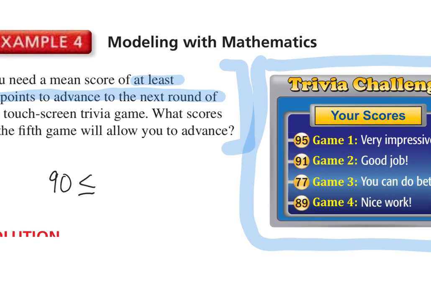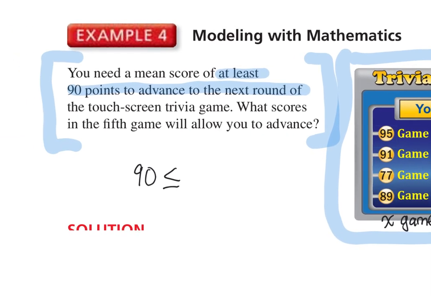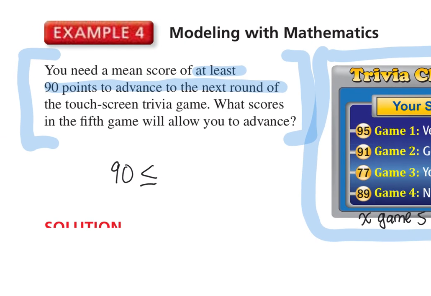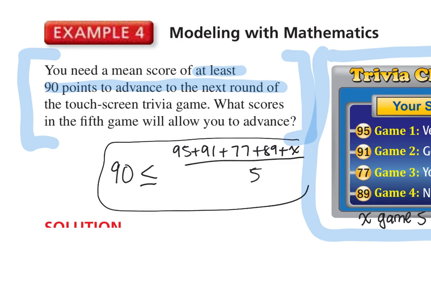And then we're going to talk about games 1 through 4, plus a game, which we're going to label X for game 5. Because it says we need to figure out what game 5 would be in order for us to advance to the next level. Now, the mean score needs to be 90. How do we find the mean? We have to add all these values together, 95 plus 91 plus 77 plus 89 plus X, and then divide by 5. This is all I wanted you to do for this problem, was set it up.